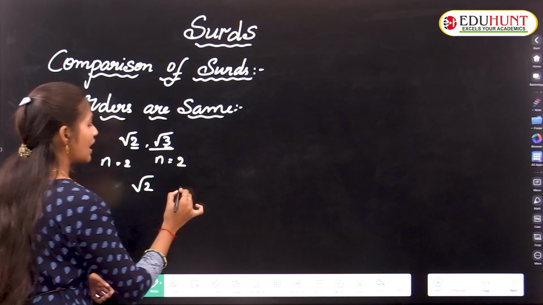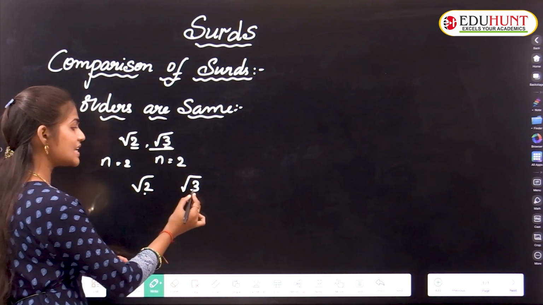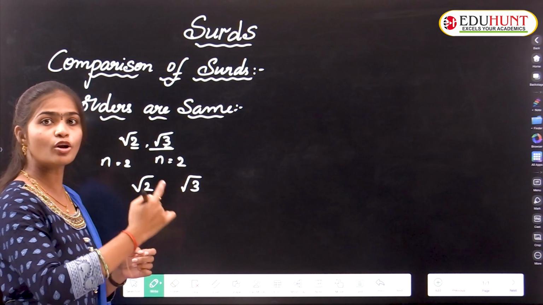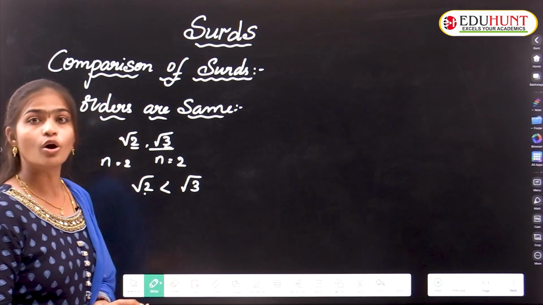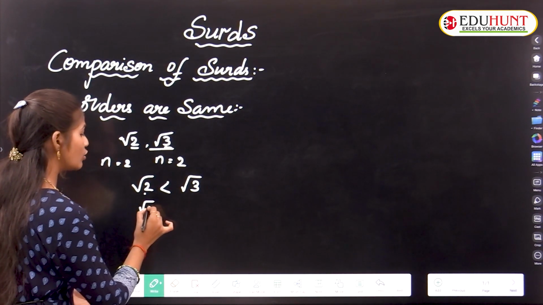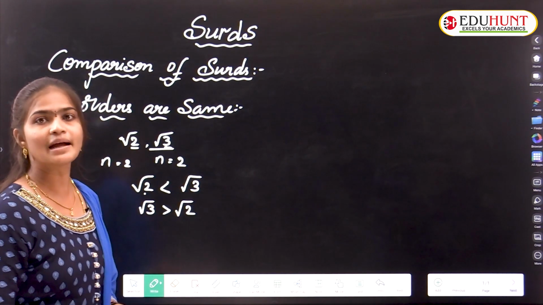So root 2 and root 3. The orders are the same. Now here 2 is there, here 3 is there. Which one is greater or which one is smaller? Square root of 2 is less than square root of 3, or else square root of 3 is greater than square root of 2. So this is the comparison.